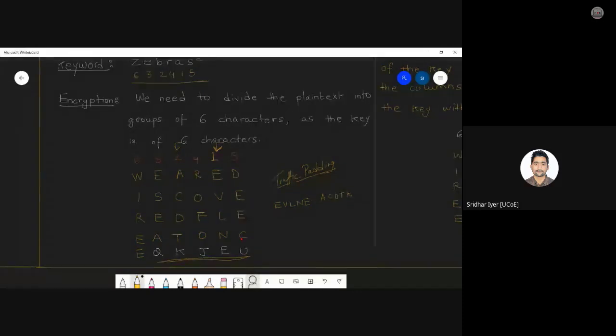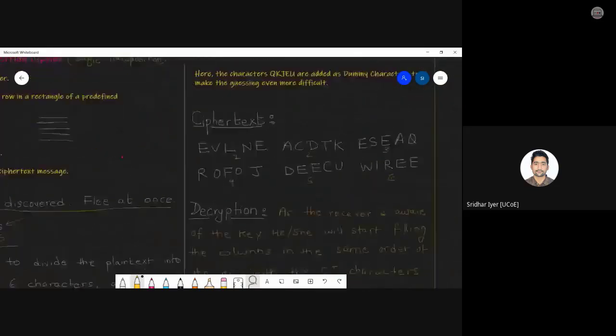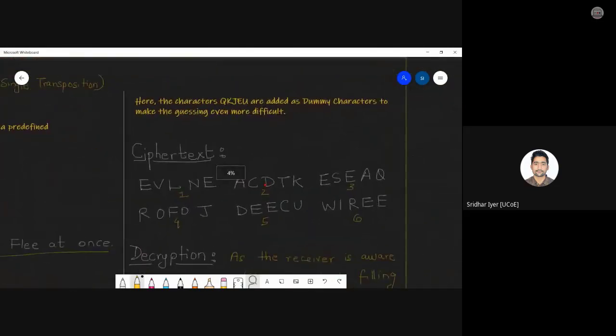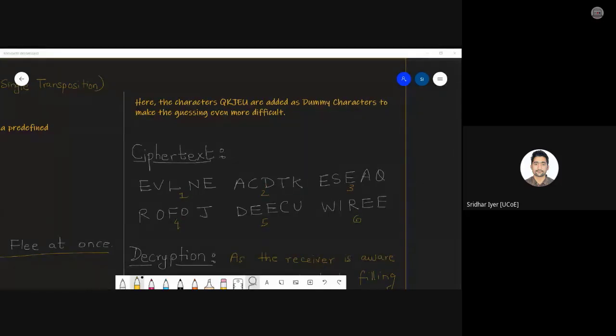Fine. Similarly, second column, A, C, D, T, K, and so on. So you have to complete this 6 times, and at the end, you will get the final ciphertext. I have written this as separate blocks, but you have to write this in a sequence. Fine. Any confusion with this? Any issues, any doubts, you can ask me. So encryption part is very simple.